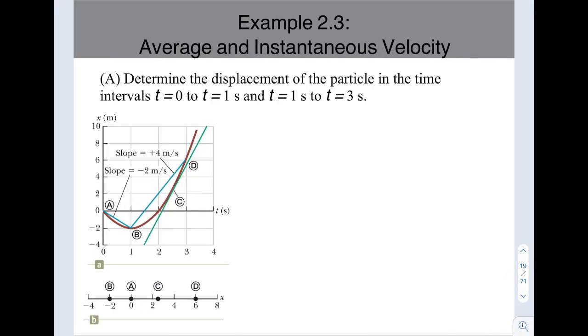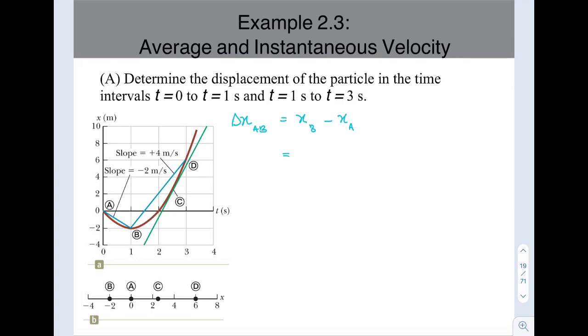A, the question: determine the displacement of the particle in the time interval between 0 and 1 second, and 1 to 3 seconds. Alright, how to do this one? Displacement between 0 to 1 second means from A to B. So delta x from A to B is equal to x final, which is B, minus x initial, which is A, right?